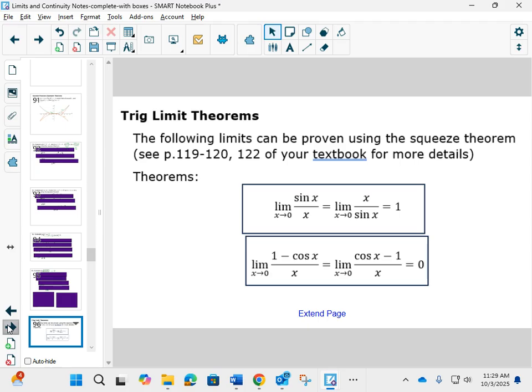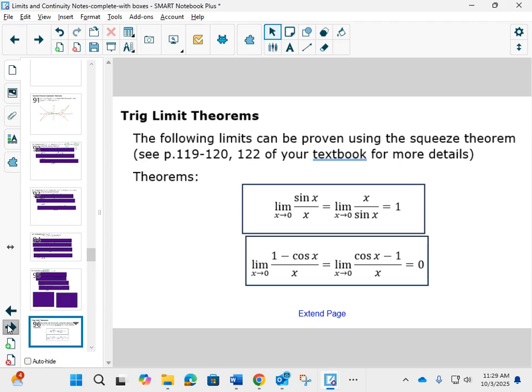And here, what's cos of 0? It's 1. So 1 minus 1 would be 0. And if I plug in 0 on the bottom, I get 0 again. And this time, 0 divided by 0 is 0. For sine, 0 divided by 0 is 1. For cos, 0 divided by 0 is 0. And again, there is a proof of this in your textbook.